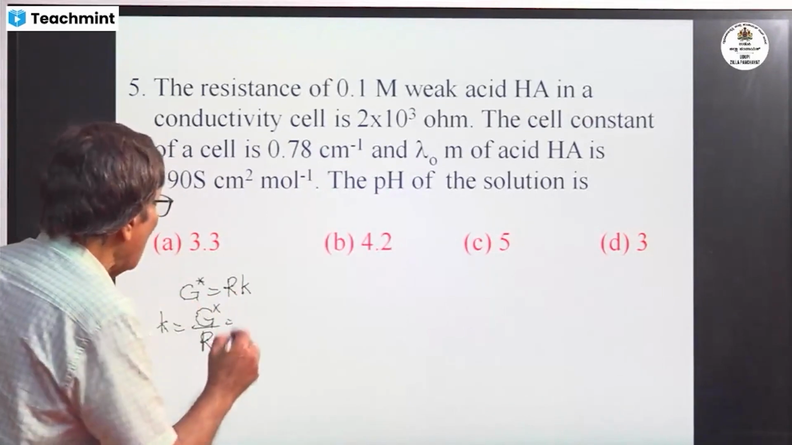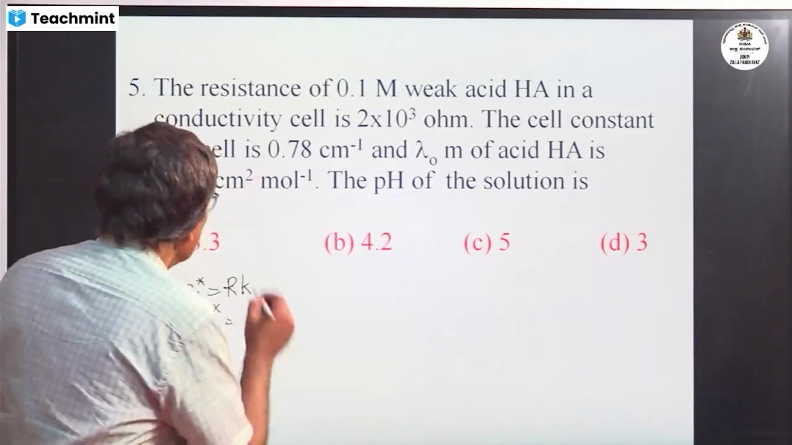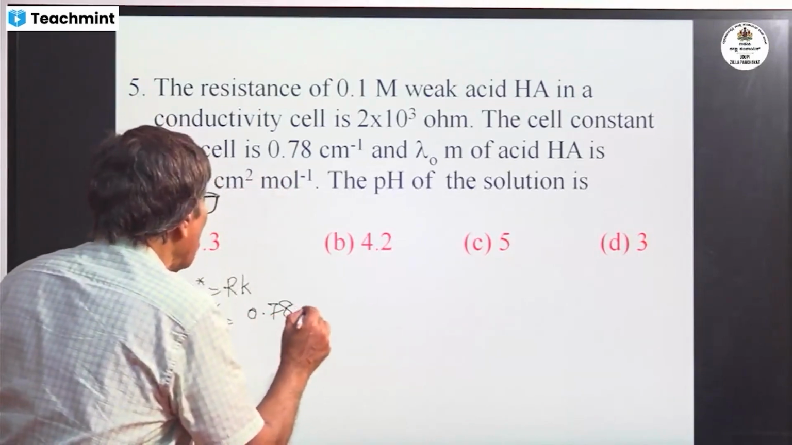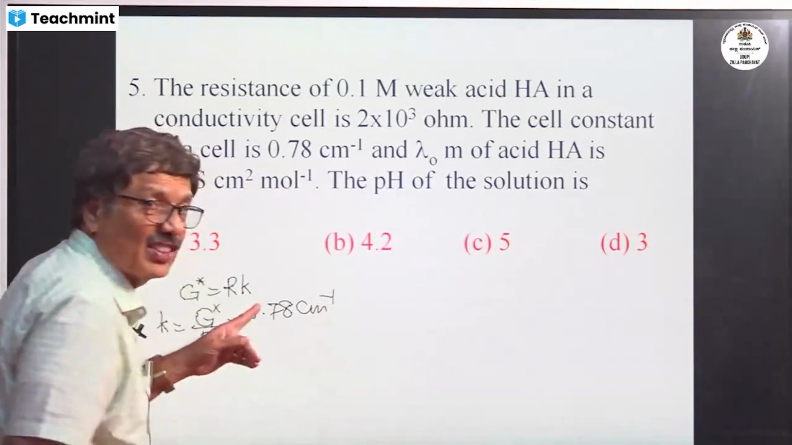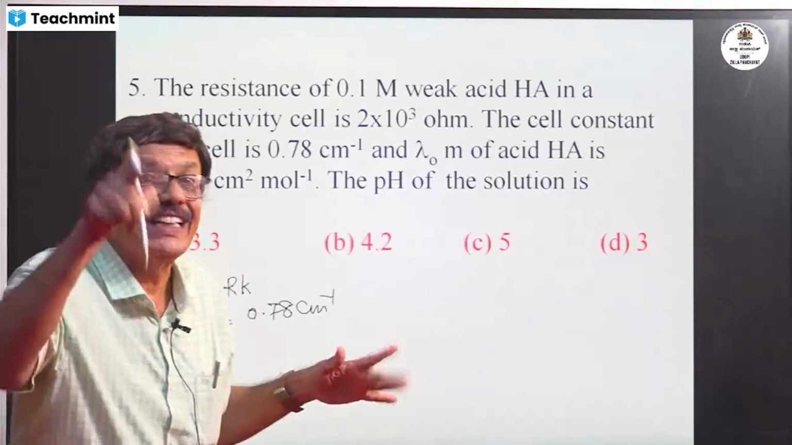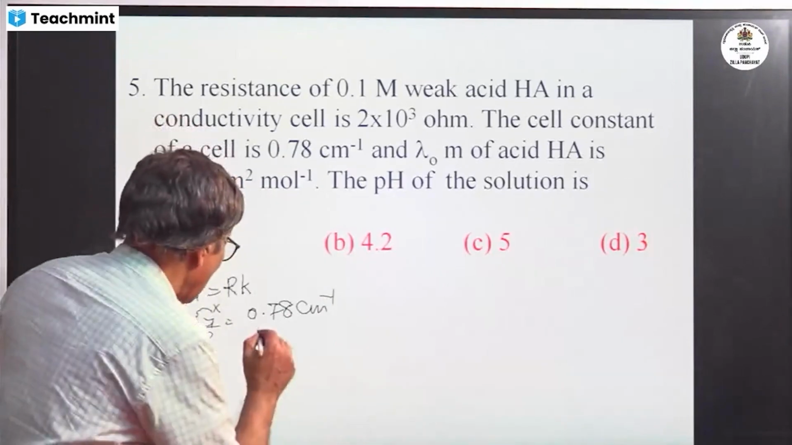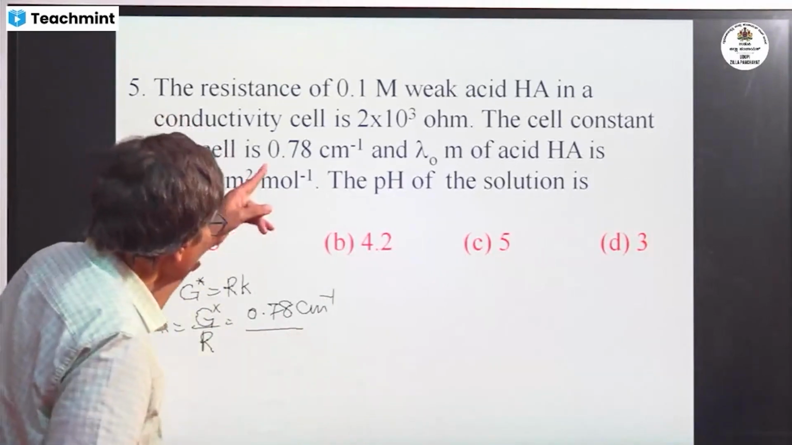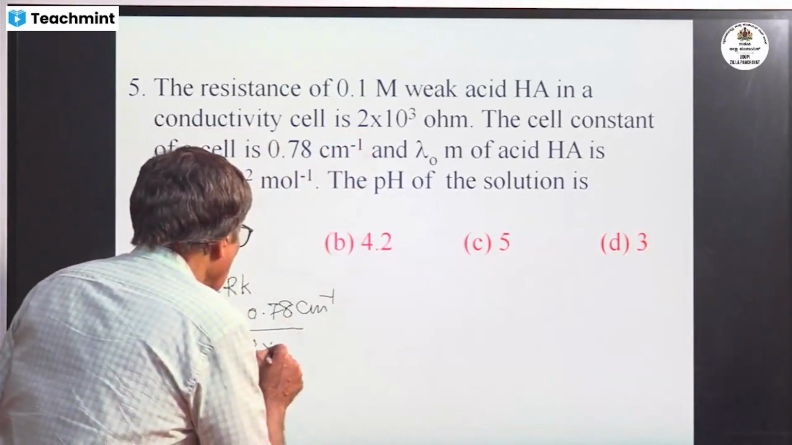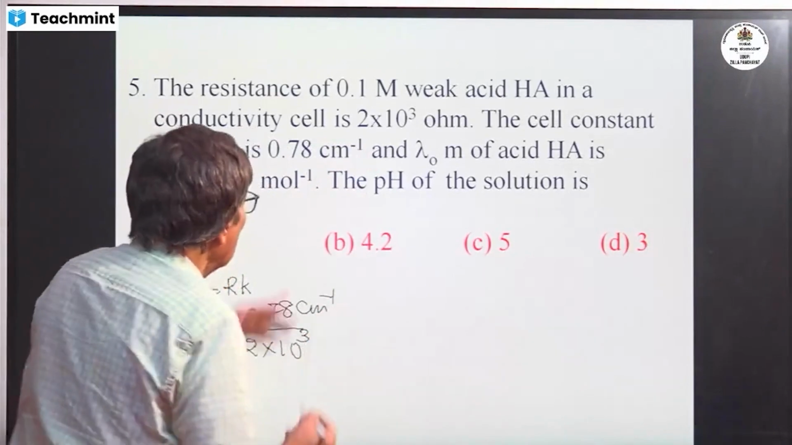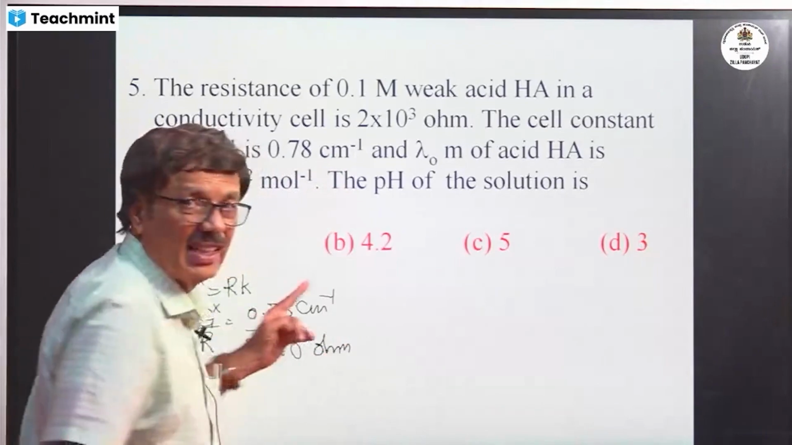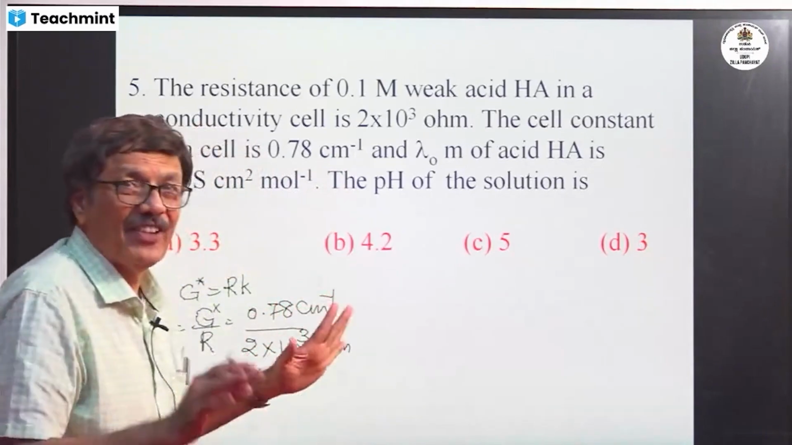What is this G star? It is the cell constant they have given: 0.78 per centimeter. The unit of cell constant is always inverse of length, because it is length divided by area. How much resistance is given? 2 into 10 to the power 3 ohm. Right? Now the simplification.